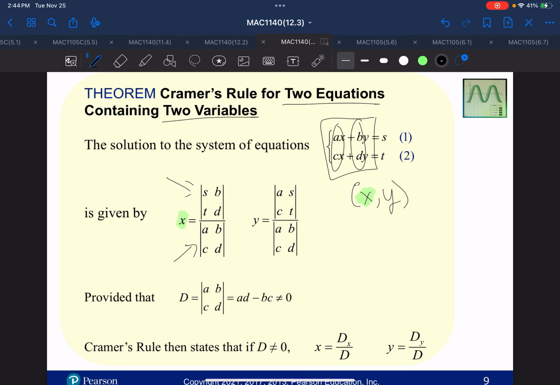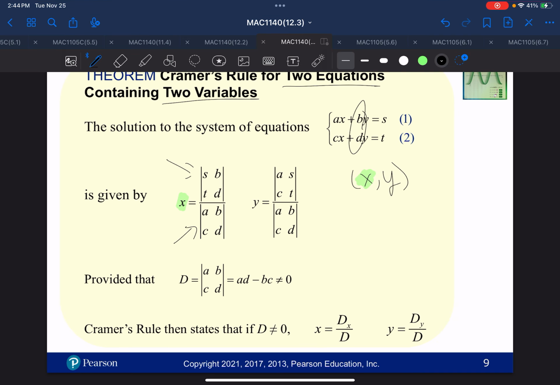That's just the original matrix of the coefficients of the variables. Excuse me. And then the y-coordinate of the solution is given by the determinant of the matrix, where we replace the y coefficients by S, T. So this is A, C, which comes from the x coefficients, and then S, T. So instead of the coefficients in front of the y terms, we put the constants there. And it's still divided by the same matrix of the coefficients of the variables.